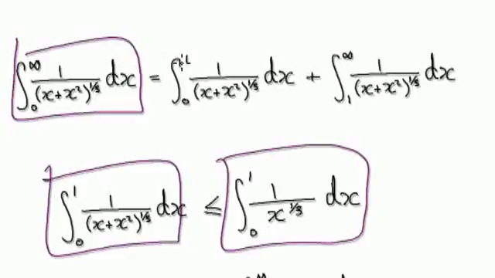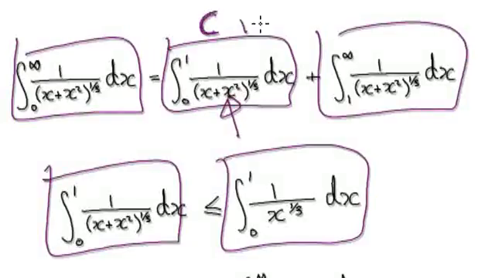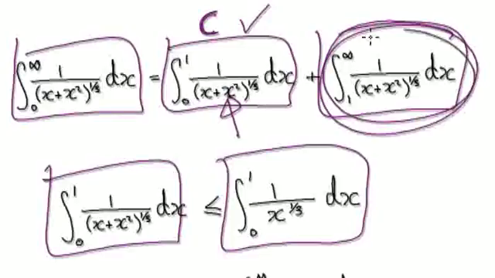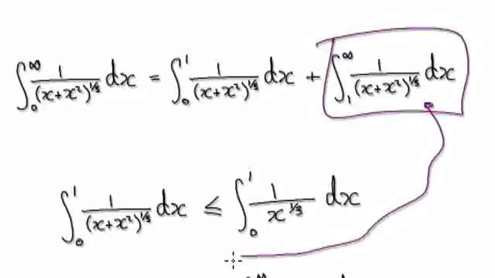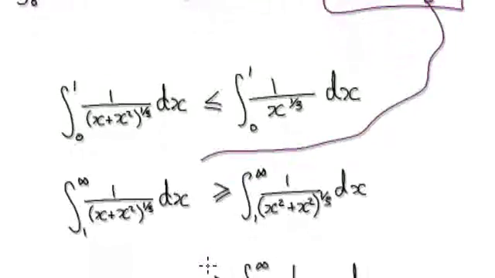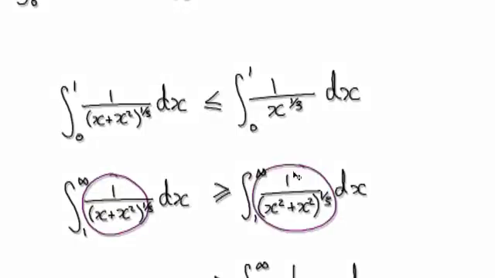So going back to here, we've got one thing adding another thing. This thing now we know is going to converge, so it's good. Now we need to establish this one, from 1 to infinity. So from 1 to infinity, we will need to compare this to this.